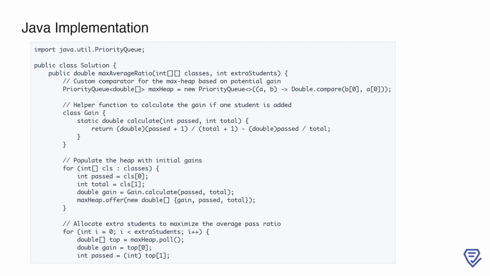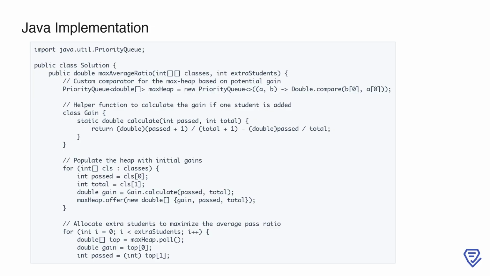Here, we begin the Java implementation of the problem by importing the necessary priority queue class. The main function, maxAverageRatio, takes an array of classes and the number of extra students as inputs. To manage our data, we use a max heap, which is implemented with a custom comparator. This comparator ensures that the class with the largest potential gain in the pass ratio is always at the top of the heap. To calculate this potential gain, we define a helper class called gain with a static method calculate. This method computes the difference in pass ratios before and after adding one student to a class.